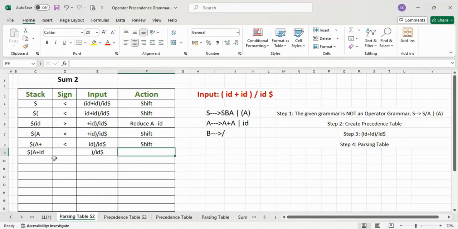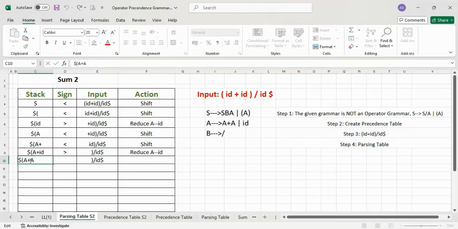So now id is compared to opening bracket. So id has greater priority. I will use reduce and I will be replacing id with A. So my stack will be, because of reduce, id is replaced by A, and my input will be as it is. Again, I cannot compare a capital letter with my input, hence I ignore the capital letter and I observe the operator which is immediately before it.